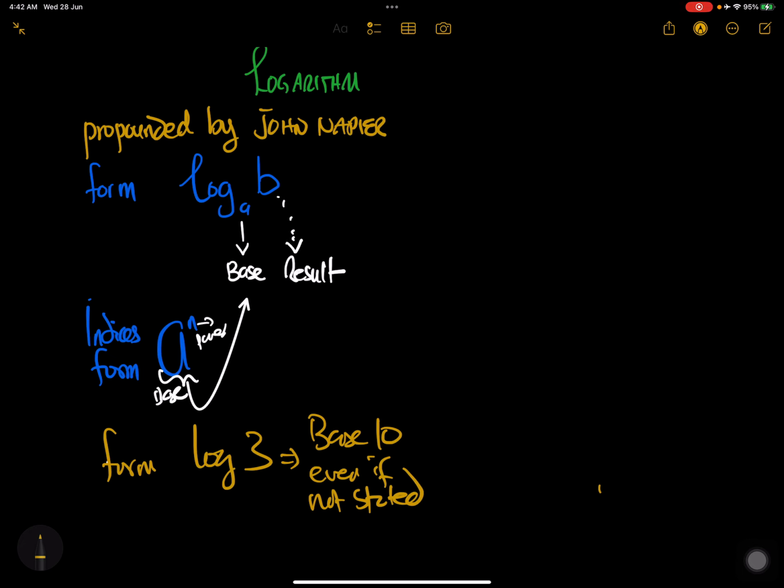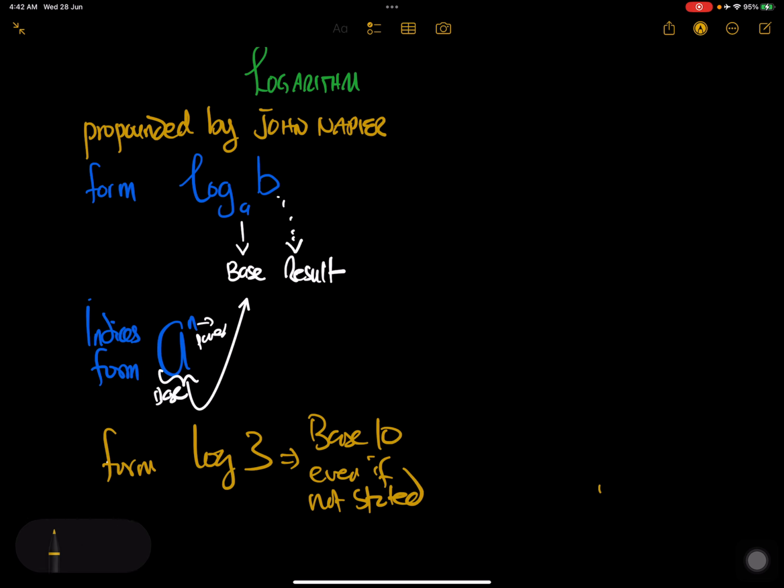So we've looked at the one who propounded logarithm, which is John Napier, as of the form log b to the base a. The a is the base and the b is the result. And then we said that if a log is written without the base, it's automatically working in base 10. Now, how do we evaluate a log?